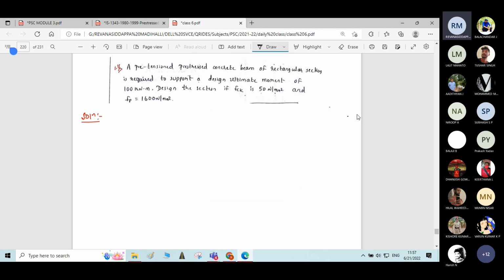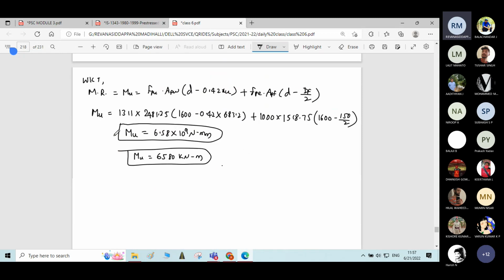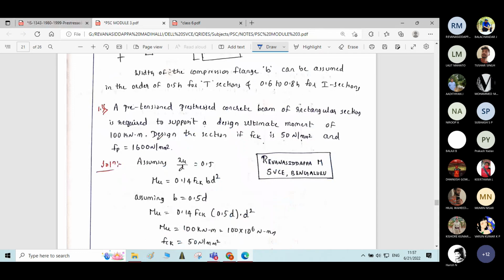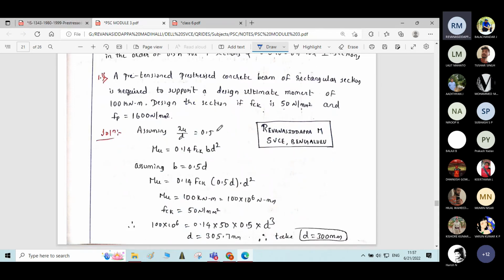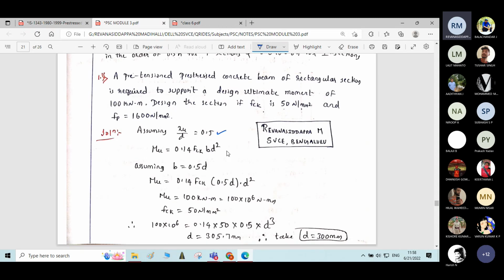Now, see for rectangular section, what we have done. Let me go to the theory part here. See, for rectangular section, what we assume is XU by D. We will take it as 0.5. Okay, let me take the same thing here. Assuming XU by D is equal to 0.5. Okay, if you assume XU by D is equal to 0.5, so MU becomes what?